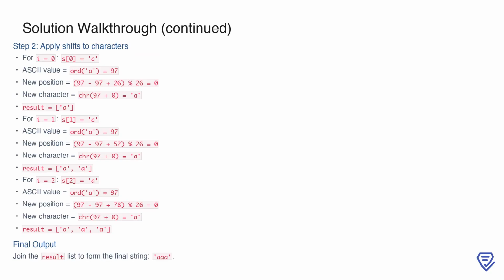With the cumulative shifts calculated, we now apply them to the string AAA. For the first character, its ASCII value is 97. Adding the shift of 26 and taking modulo 26 results in 0, which corresponds to A. The result list becomes A. For the next character, adding the shift of 52 modulo 26, which is 0, again results in A, making the list A, A. Finally, for the last A, adding the shift of 78 modulo 26, which is also 0, keeps it as A. The result list is A, A, A. Joining these characters together, the final output string is AAA.